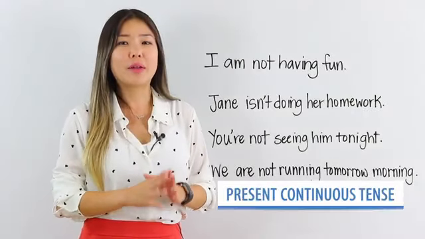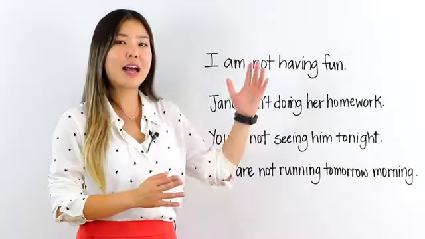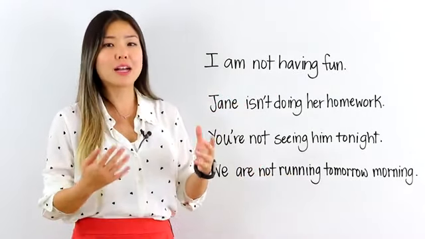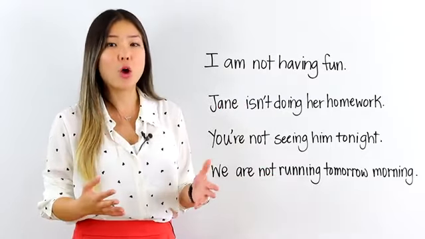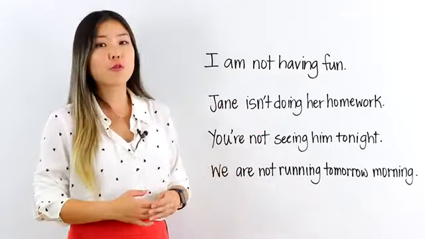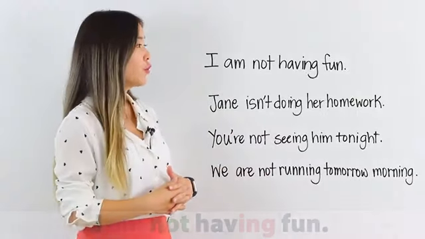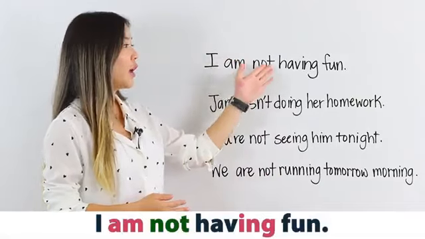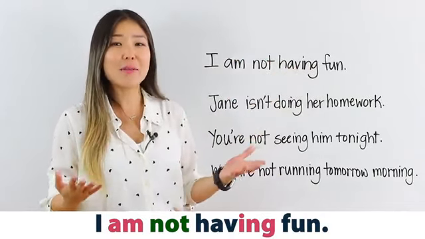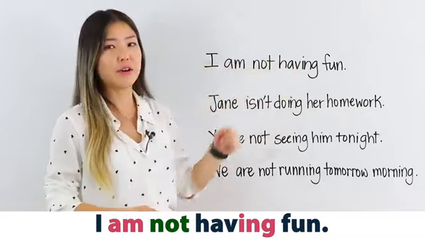Now, let's talk about the negative form of the present continuous tense. I have some examples here. These two examples are for actions that are happening right now or longer actions. These last two are for near future plans. Let's take a look. The first sentence says, I am not having fun. Now, that's not true for me because I am having fun, but in this example, I am not having fun.